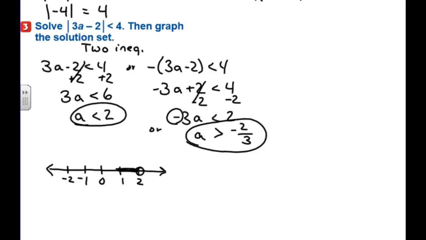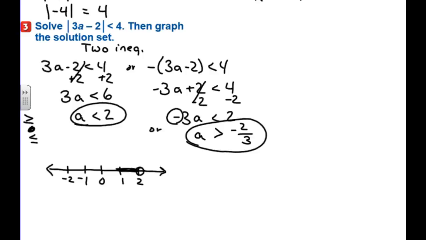A closed circle on a number line happens when you have like less than or equal to, when it has the equal part to it, or greater than or equal to. If your inequality symbol doesn't have the equal part to it, then you don't put a closed circle. A is greater than negative 2/3. You have to estimate where that is. Where would negative 2/3 be on this line?